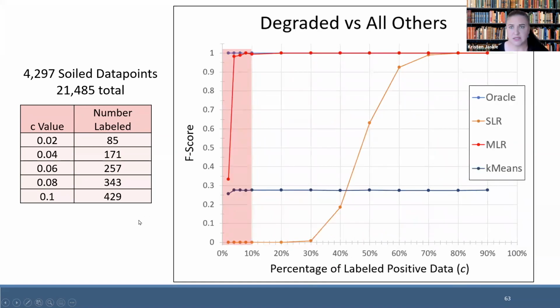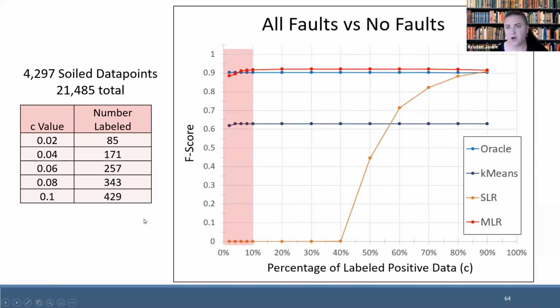And I'm almost done. This is degraded. And finally, doing all faults, you can see that again, this is just finding faults with remarkable results. Instead of trying to label 21,000 data points and create a model, I can get as good results with just about 85 data points. And that is it.